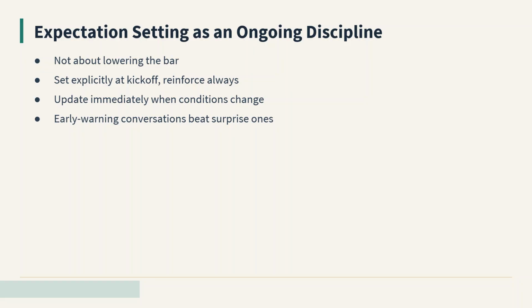Set expectations explicitly at kickoff by walking stakeholders through the scope, the timeline, and the constraints. Reinforce those expectations at every major communication touchpoint. When circumstances change, update expectations immediately. The conversation "we have slipped 2 weeks because of a vendor issue, and here is our recovery plan" is always less painful than the conversation "we missed the date because of a vendor issue we have been aware of for 6 weeks."